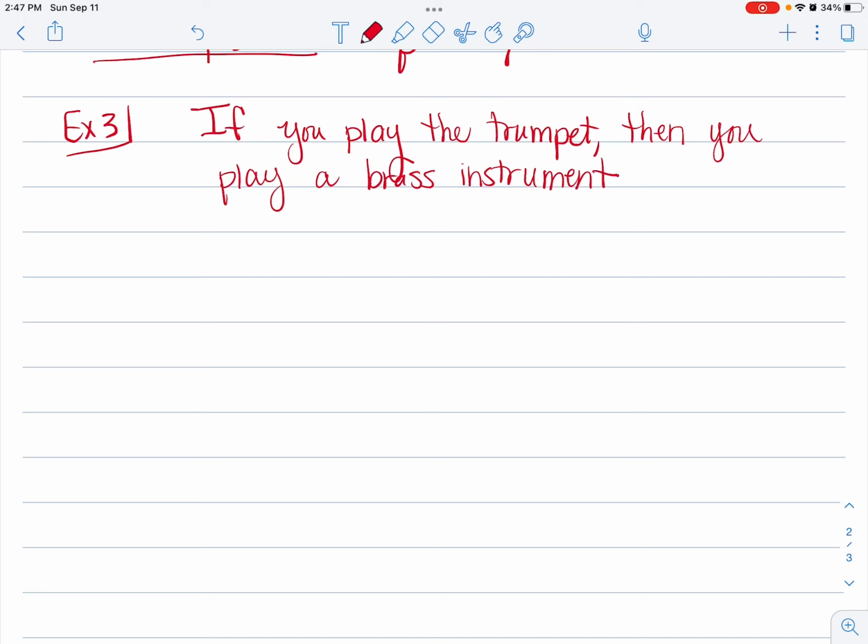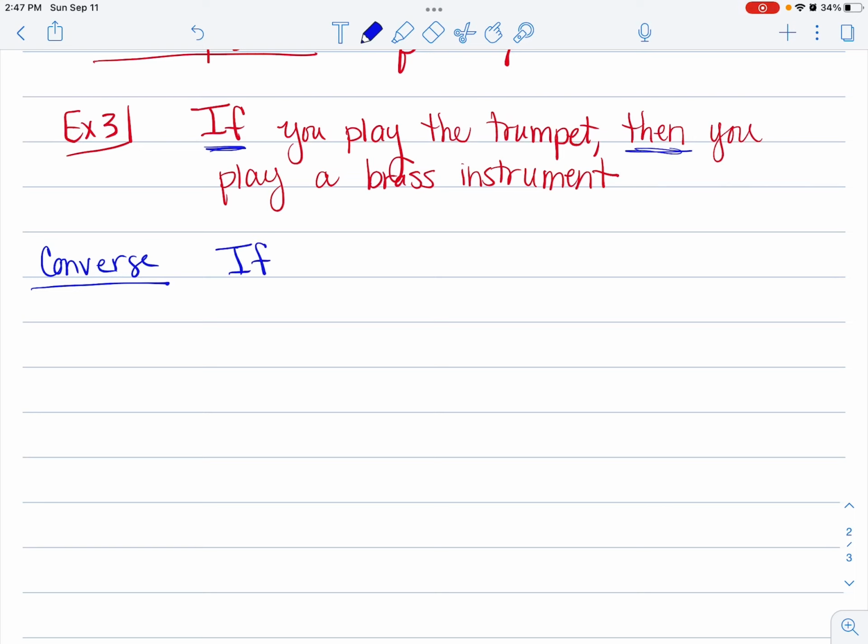Okay, so that is my original conditional statement. So first, let's do the converse. Okay, so this is the converse. Now remember, the converse is we're just going to switch the if and then portions, but the if and the then are going to stay.